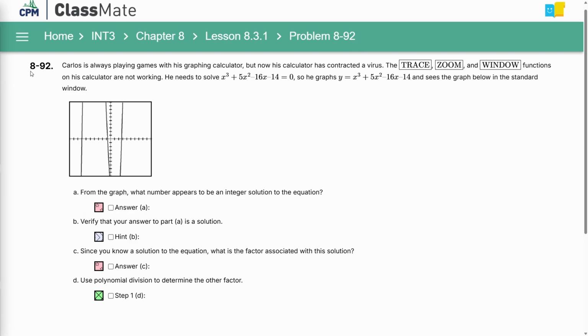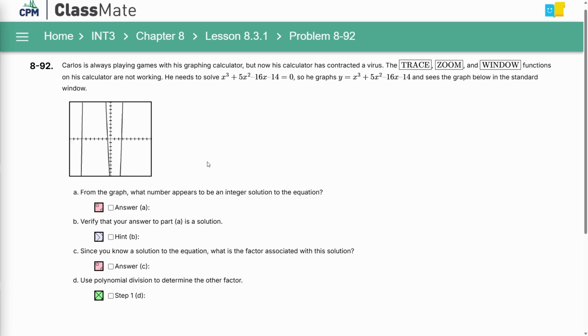Here we have question 8-92. Carlos is always playing games with his graphing calculator, but now his calculator has contracted a virus. The trace, zoom, and window functions on his calculator are not working. He needs to solve x cubed plus 5x squared minus 16x minus 14 equals 0. So he graphs y equals x cubed plus 5x squared minus 16x minus 14 and sees the graph below in standard form in the window below.